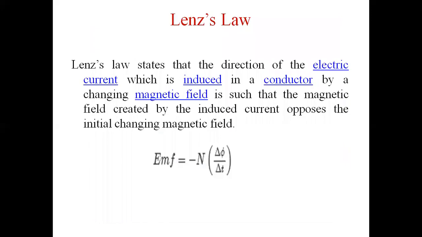Now Lenz's law. Lenz's law states that the direction of the electric current induced in a conductor by a changing magnetic field is such that the magnetic field created by the induced current opposes the initial changing magnetic field. Now this equation: EMF equals minus N d phi by dt. This equation comes from Faraday's law of electromagnetic induction and Lenz's law. The minus sign is due to Lenz's law, which opposes the cause.